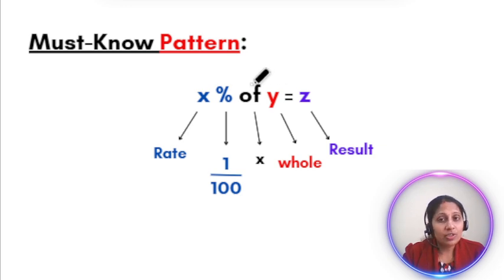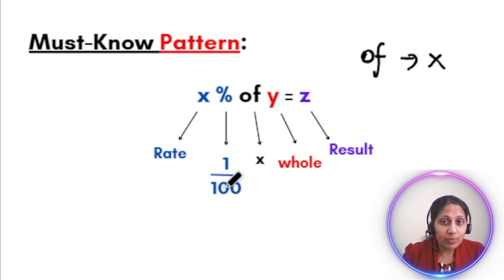Of means we usually say multiplication. Always remember, in most cases, but still you need to understand from the question point, of generally means multiplication. Okay, so percentage we know, we replace it by 1 by 100. And Y is the whole.